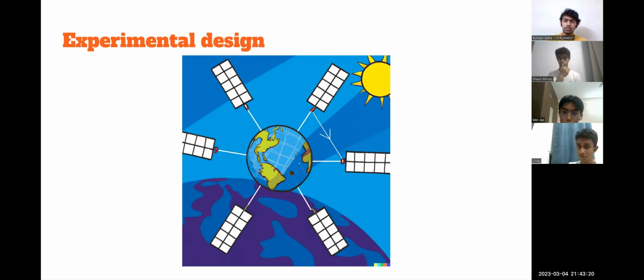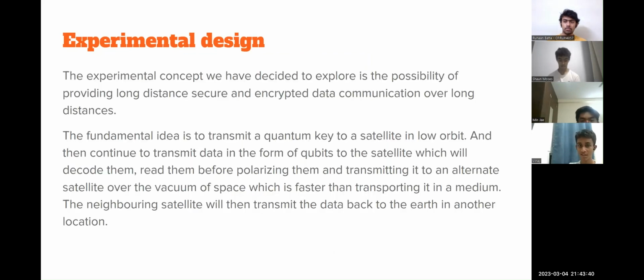To propose a solution to this, we have suggested the theoretical idea of transmitting the quantum key and the following qubits to a satellite in low orbit, which will then transmit it to another satellite, which is also in low orbit, which can then transmit to a receiver on the ground. This is a diagram for you to see.